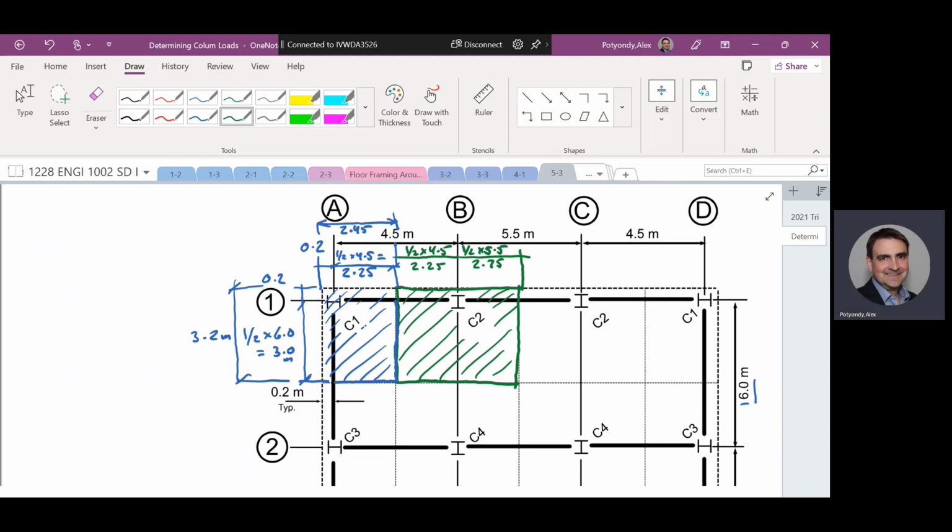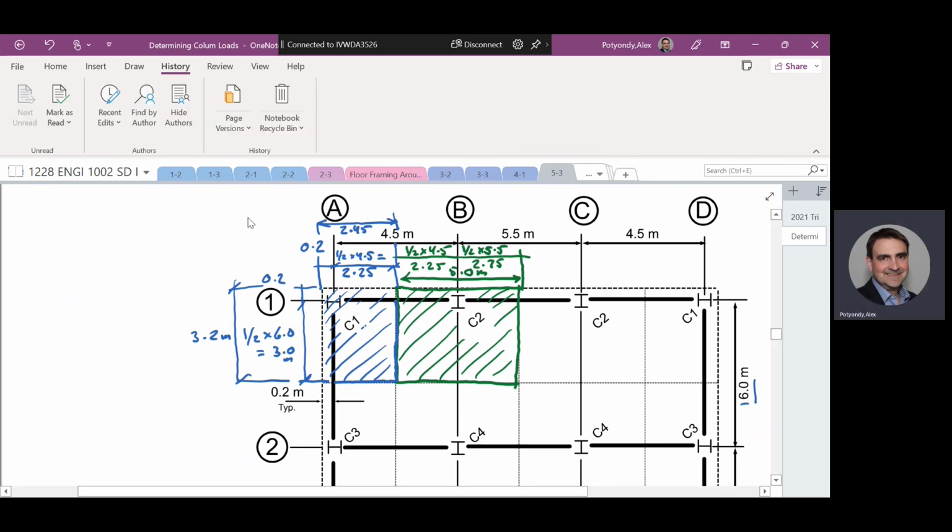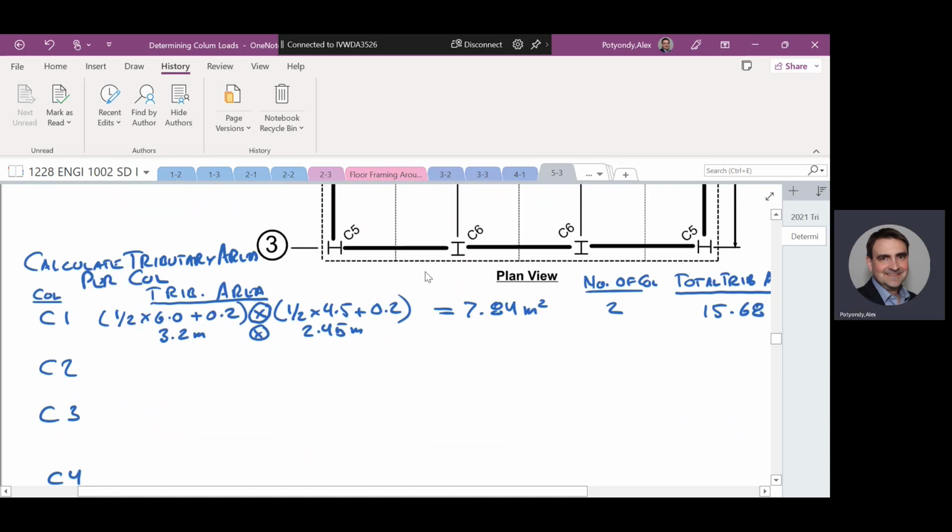So now for C2, if I add this together here, this dimension is going to be 5 meters. Okay. So I'm going to be 5 meters times 3.2 for that tributary area. Notice I still have the extension here, but I don't have it in this direction. Let's write that down here.